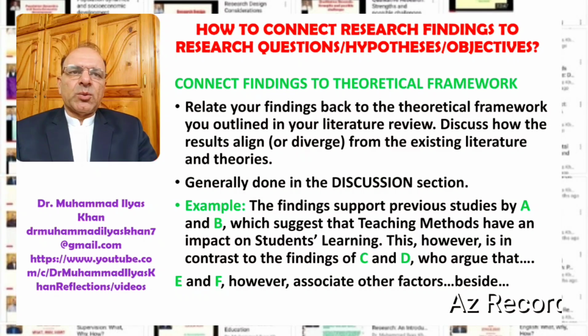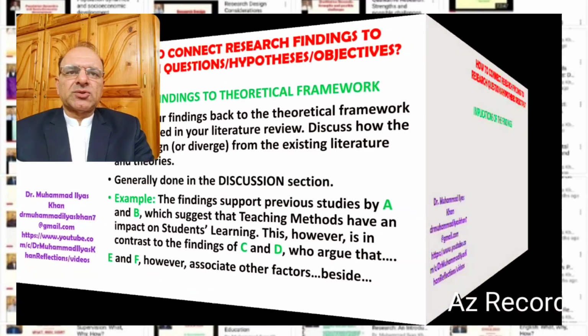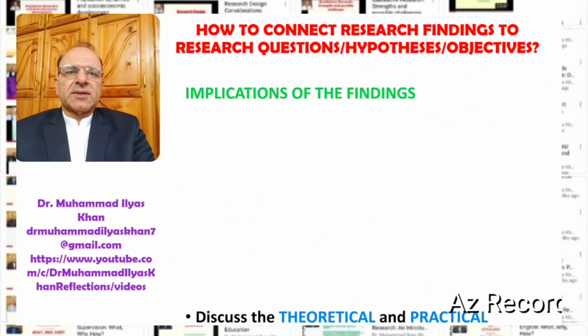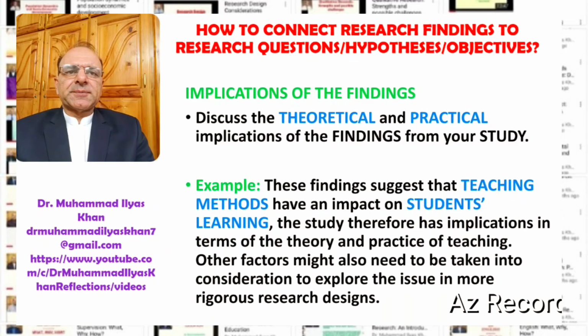So this is again a way where we can connect our research objectives, questions, or hypotheses to our findings, or vice versa. Now, the next way to do this is to discuss the implications of our findings in the light of the theoretical and practical background of our study. So, discussing theoretical and practical implications of the findings from your study. You have certain findings, certain results. Now, what are its theoretical implications?